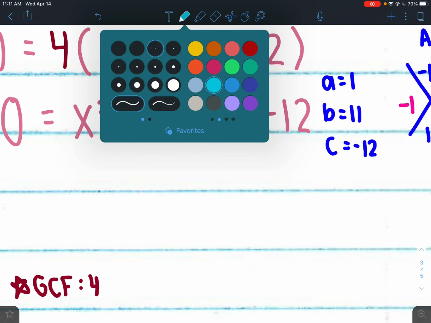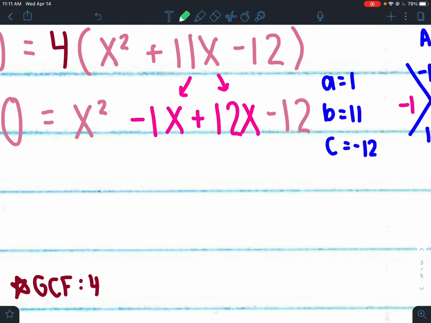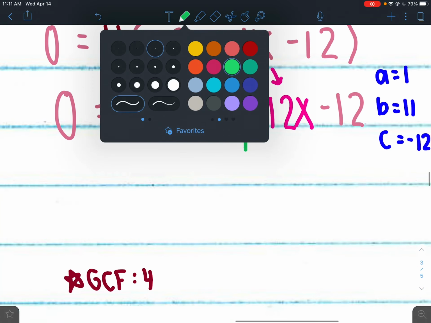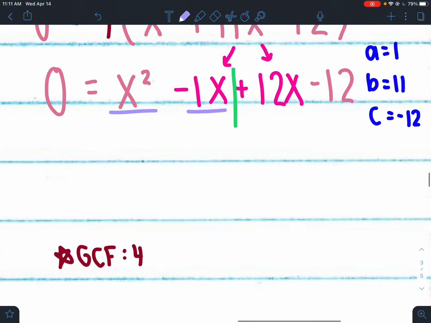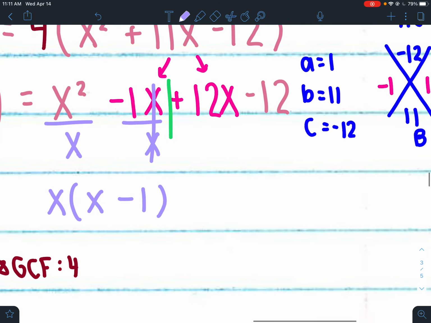Once you have 4 terms, what are you allowed to do? We're allowed to factor by grouping. So I'm going to split my expression down the middle and factor by grouping, starting with my first group. The largest thing they both have in common, their GCF, is x, so x is going to go on the outside. What I have left over: x squared divided by x is x. Negative 1x divided by x is negative 1, because those x's cancel.